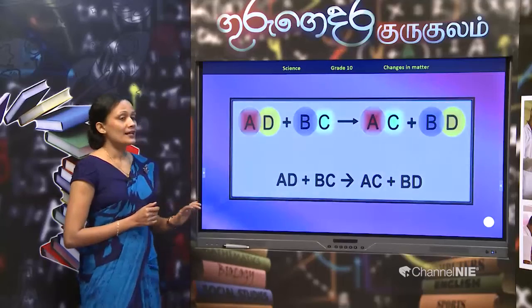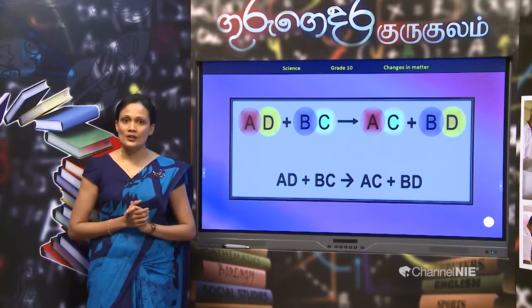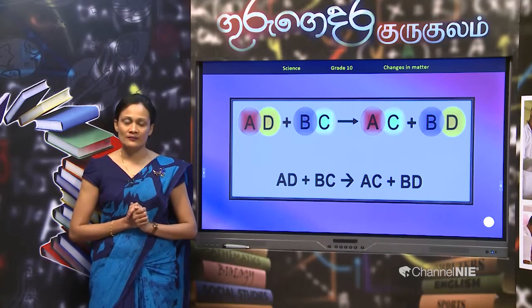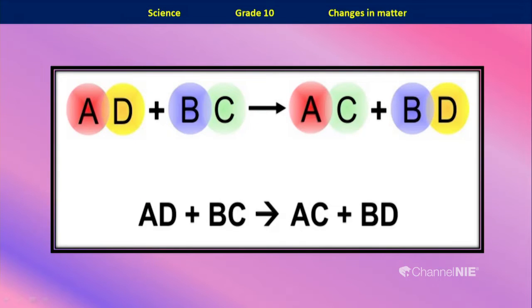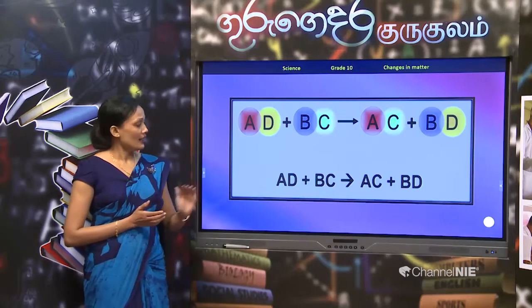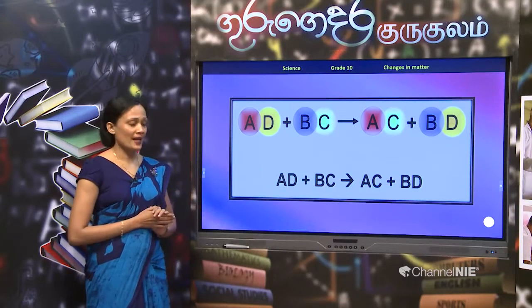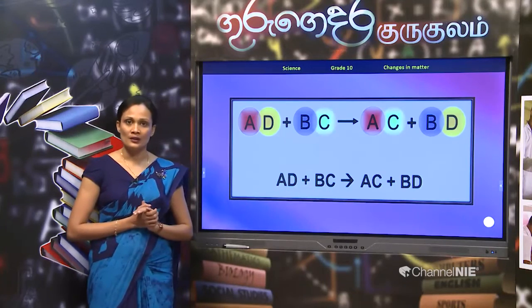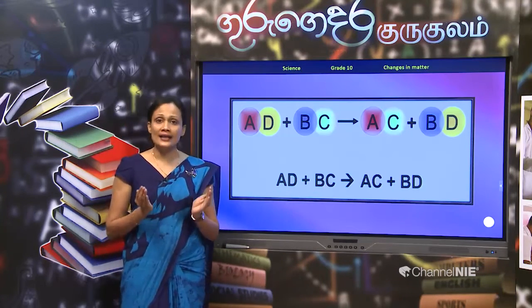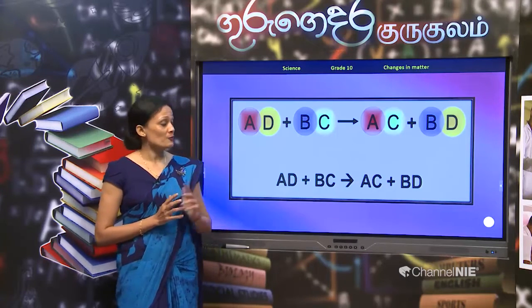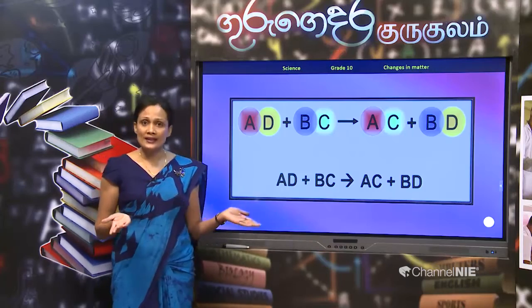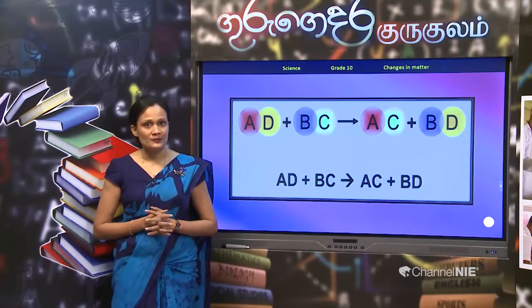Now I am going to explain the common equation for double displacement reactions. Look at this, children: AD plus BC forms AC plus BD. So here also two compounds react and two products are formed. Look at how the elements and radicals are interchanged with the symbols. In this manner the reactions occur. Now you have an idea about the four types of chemical reactions.